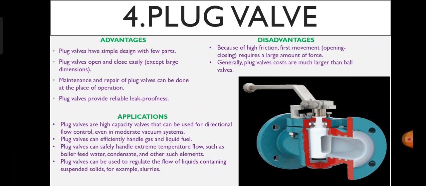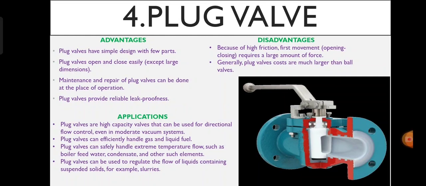Plug valves provide reliable leak proofness. Disadvantages of the plug valve are: because of high friction, the first movement requires a large amount of force. So in the first movement, opening or closing, it requires a large amount of force. Generally, plug valve costs are much higher than ball valves.